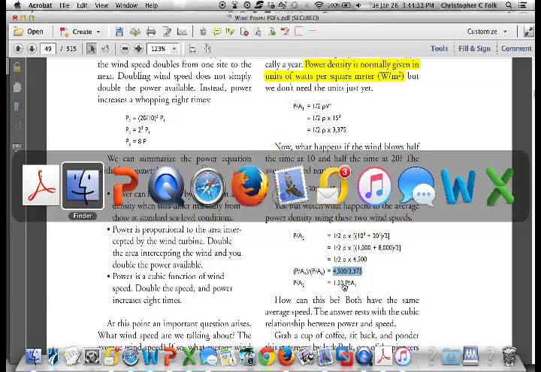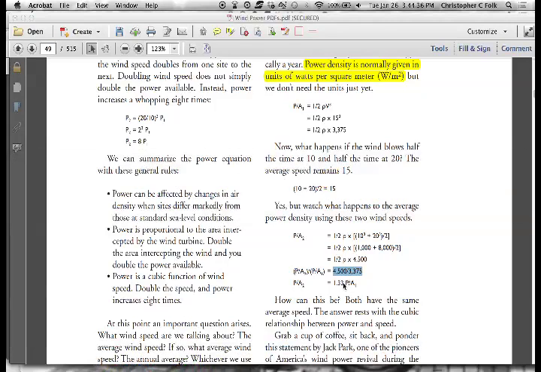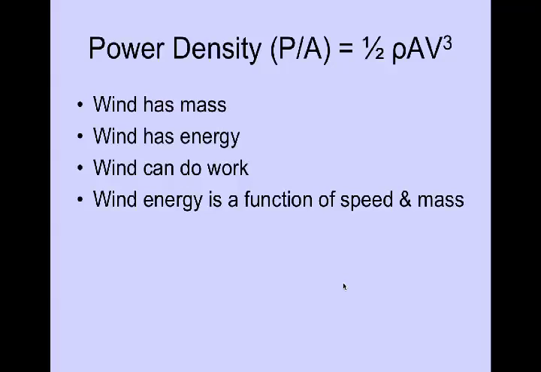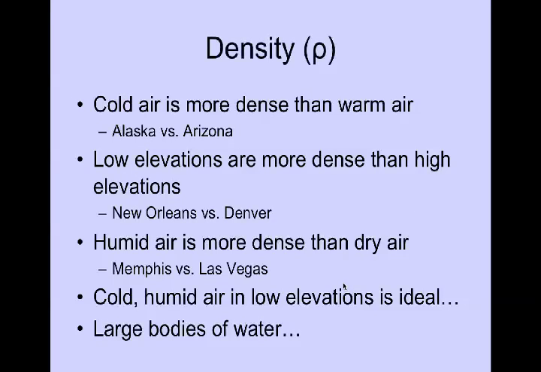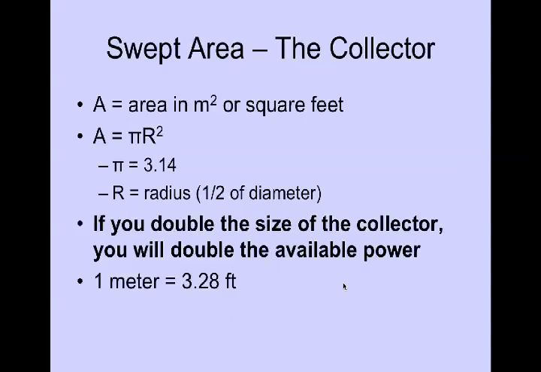So let's go back to the old PowerPoint here. All right. A little bit more about density. Cold air is more dense than warm air, so Alaska is better than Arizona. Lower elevations are more dense than high elevations, so New Orleans is better than Denver, unless you're a field goal kicker. Humid air is more dense than dry air. Memphis has heavier air than Las Vegas. So cold, humid air and low elevations are ideal. And if I can be near a large body of water, that helps even more.